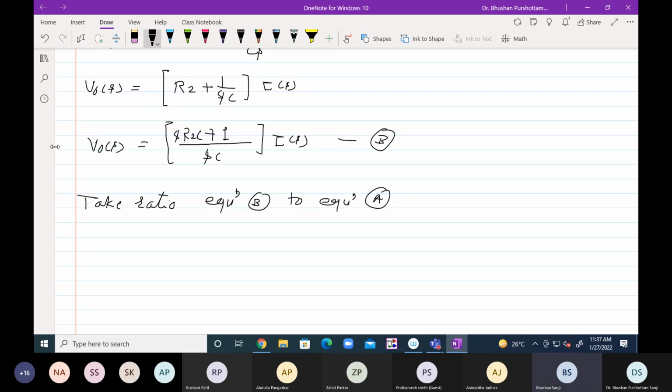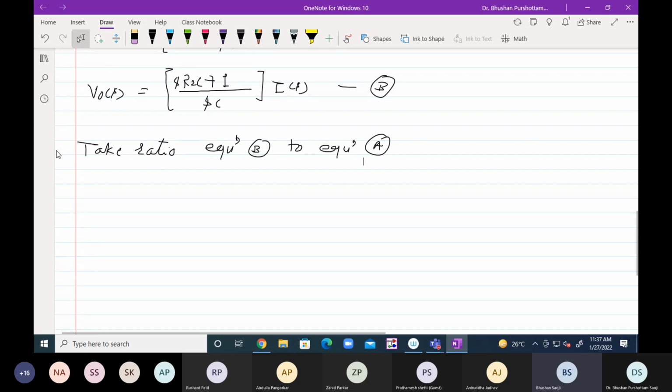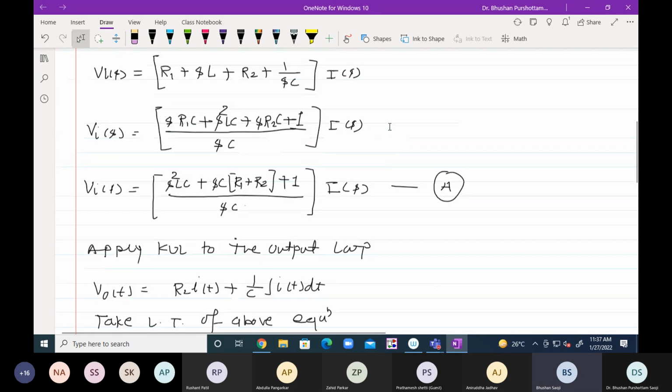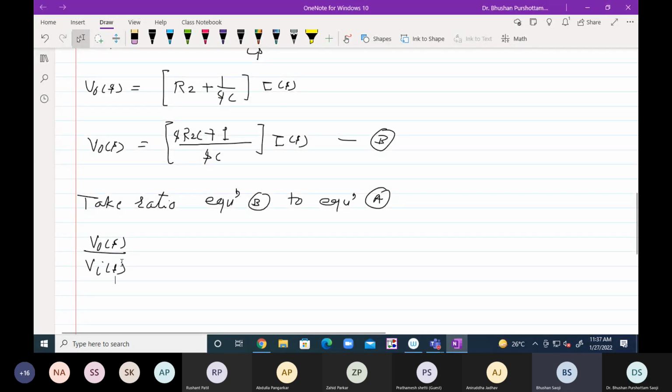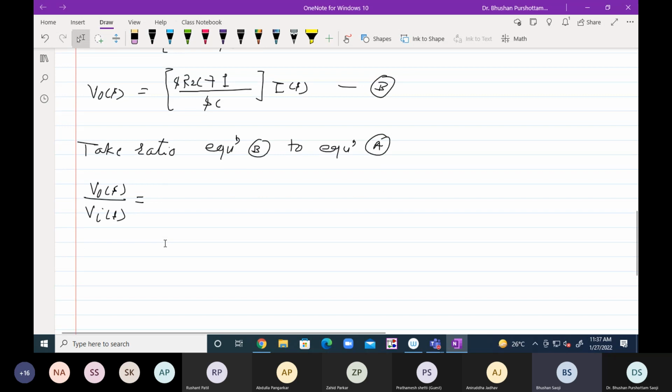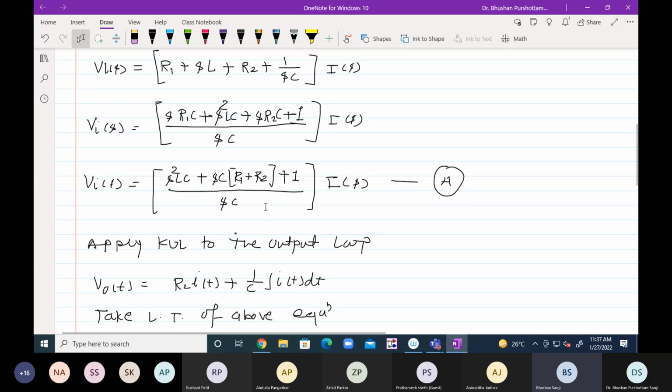That means divide equation B by equation A. So this becomes V0 of S divided by Vi of S. What is equation A? Equation A, on the left side, is Vi of S. So V0 of S divided by Vi of S equals, on the right side of V0 of S, S R2C plus 1 divided by S into C, divided by, on the right side of equation A, S square LC plus S into C R1 plus R2 plus 1 divided by SC.